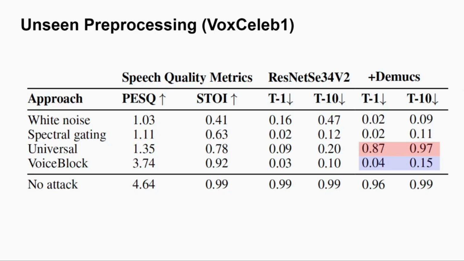While the white noise and spectral gating attacks are robust to pre-processing and exhibit strong transferability in general, they substantially degrade the perceptual quality of speech, as indicated by our speech quality metrics.